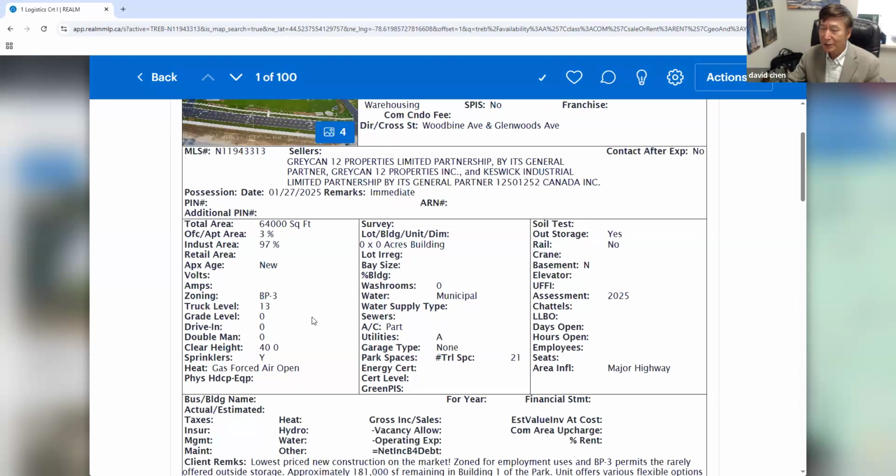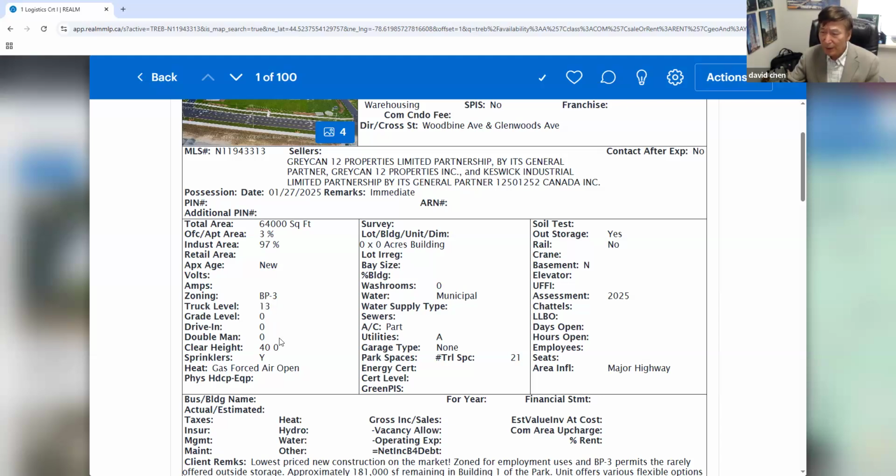Also, another issue for warehousing, look here, you call it dock level. What does that mean? Dock level means loading dock, loading door. Because this one is 64,000 square feet, you see they have 13 loading docks. So again, if your client says, hey David, I need one or two loading docks, when you're searching on MLS, this is one way you can look for that.